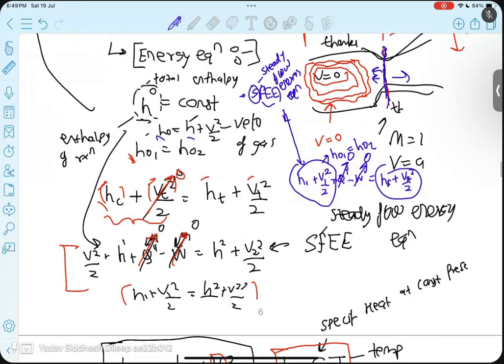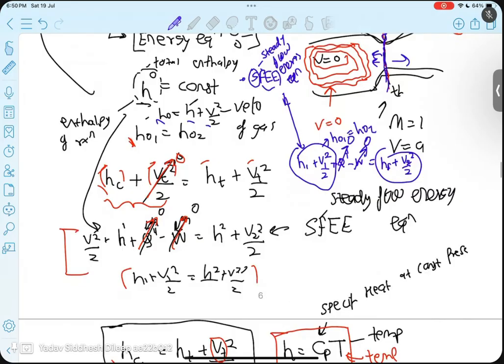H naught equals H plus V square by 2. The H naught is basically the stagnation enthalpy. Basically, if you stop the flow to complete rest after taking all the velocity, it is like the reverse of ISV, a C star you can say. If you take all the velocity from the flow and make it stop, how much energy does it have? That is the total stored energy, or total potential you can say.